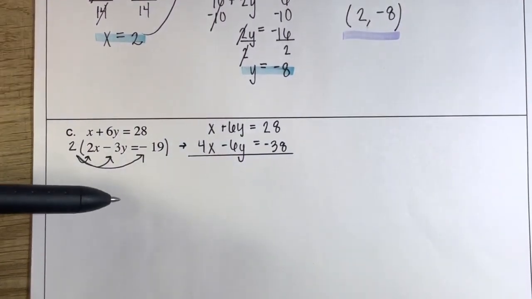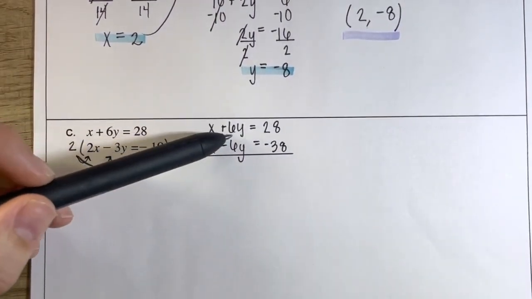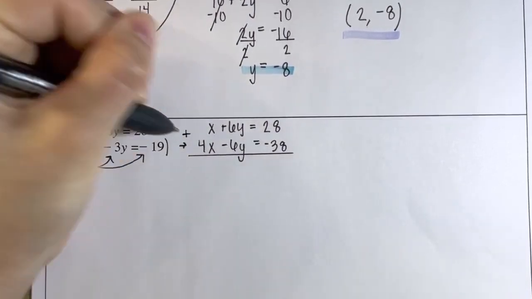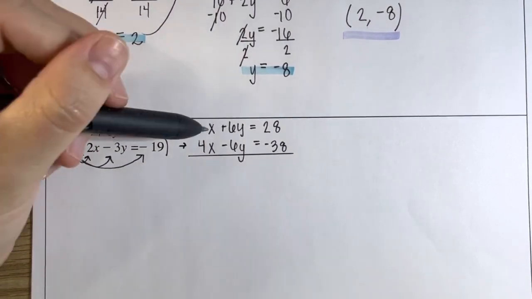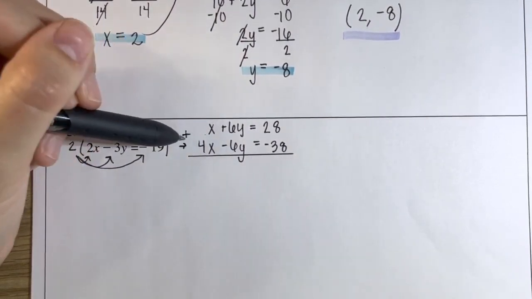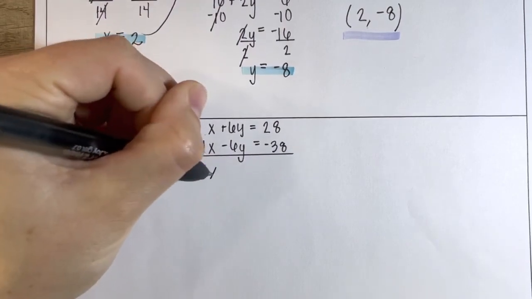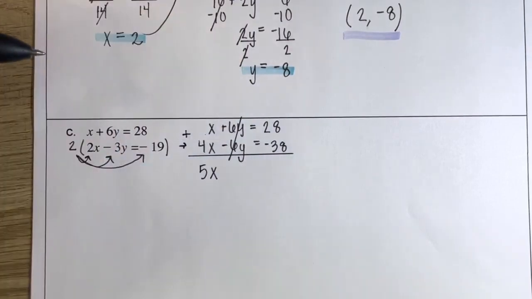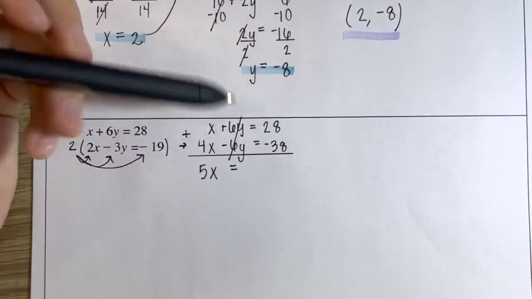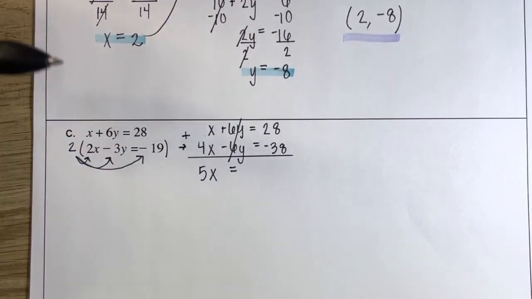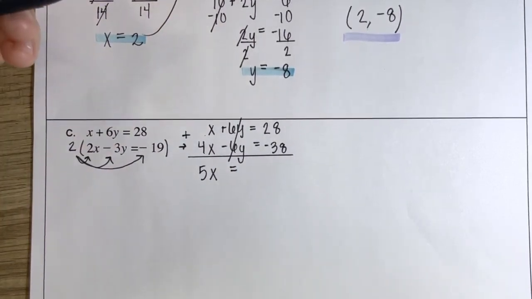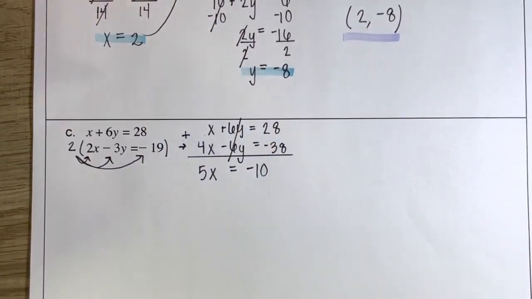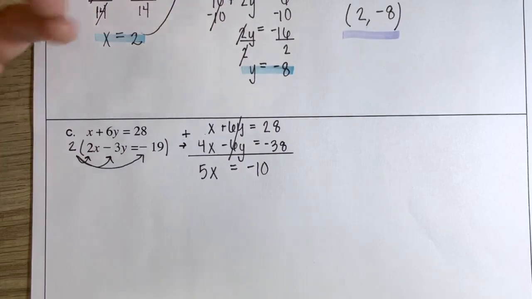And then because we chose to multiply the second equation, I now have a positive 6y and a negative 6y. So if I add those two together, the y's will cancel out. So I'm going to add the two equations together. So this is like a 1x. So 1x plus 4x is 5x. 6y plus negative 6y, that cancels out, that's 0. And then 28 plus a negative 38. So if I start at 28 and then I go down 38, I end up at negative 10. So 5x equals negative 10.